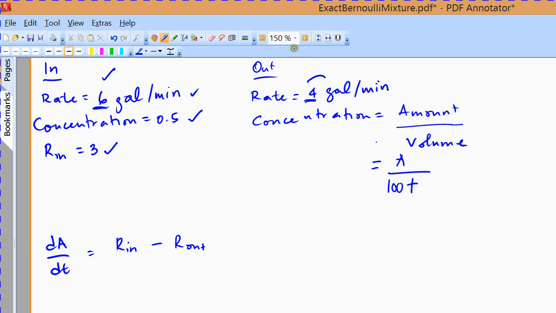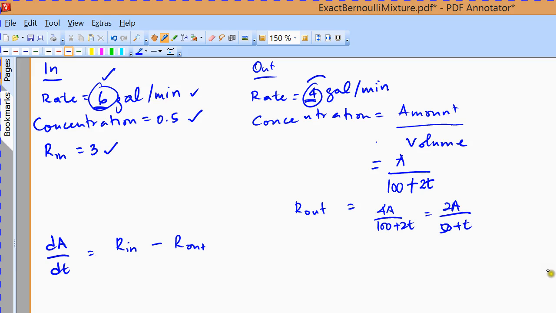Now how do we figure out the increase in volume? You notice the difference here is 2, 6 minus 4. So every minute the volume is increasing by 2 gallons. This means after t minutes the volume will increase by 2t. So our volume is 100 plus 2t. So the R_out is rate times concentration, which is 4A over 100 plus 2t, and this is 2A over 50 plus t.